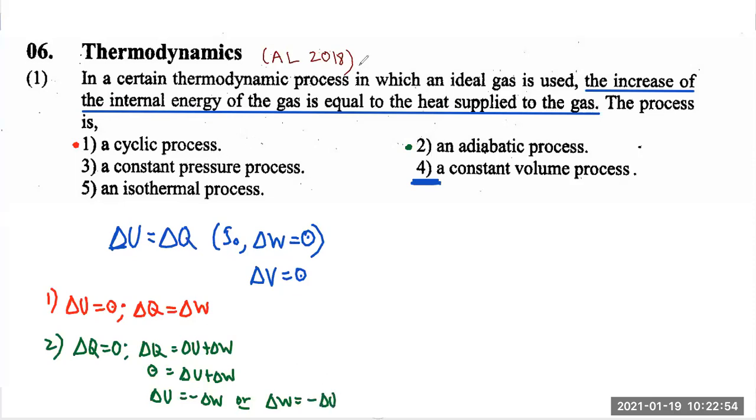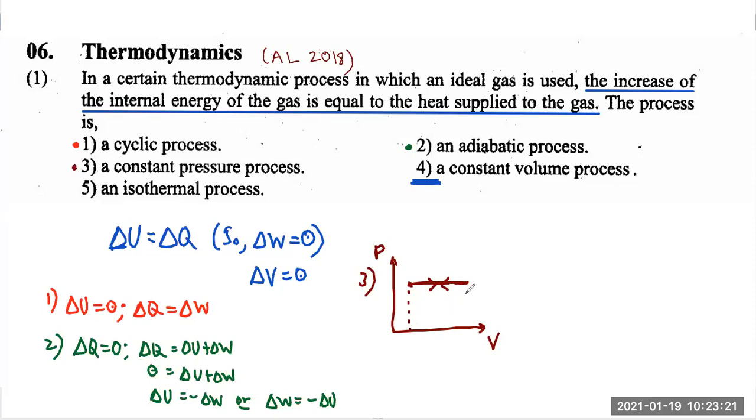The third one is the constant pressure process. A constant pressure process won't make a big change. We can't define anything. If you take a PV diagram and have a process like this, that is called the constant pressure process. So we can't really say anything there. The arrow can be either way.